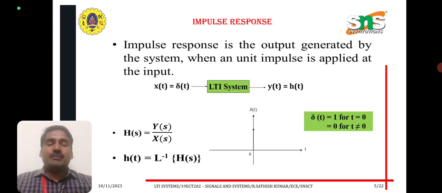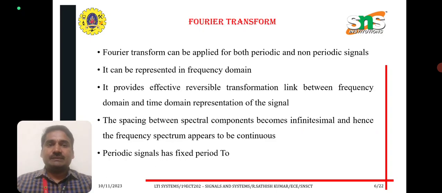What is meant by impulse response? Impulse response is the output generated by the system when a unit impulse is applied at the input. x of t is equal to delta of t, applied to the linear time invariant system, produces the output, the impulse response, h of t. H of s is equal to Y of s divided by X of s. Finally, how to find the impulse response of the system? h of t is equal to the inverse Laplace transform of H of s.